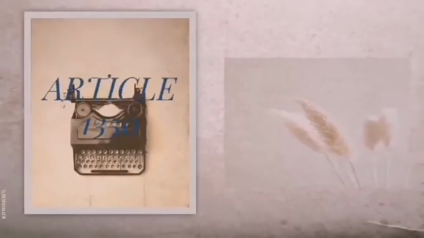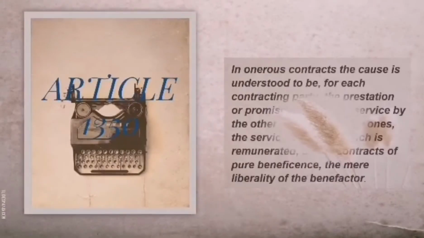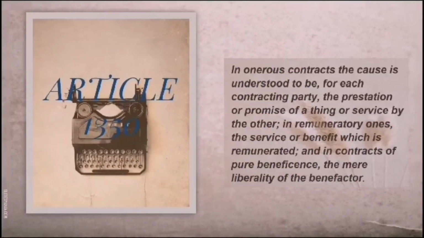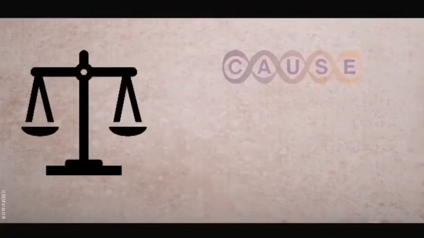Article 1350. In onerous contracts, the cause is understood to be, for each contracting party, the prestation or promise of a thing or service by the other. In remuneratory ones, the service or benefit which is remunerated, and in contracts of pure beneficence, the mere liberality of the benefactor. First of all, what is a cause?